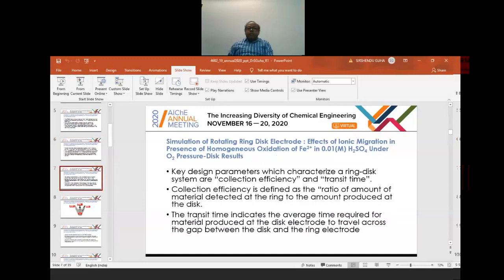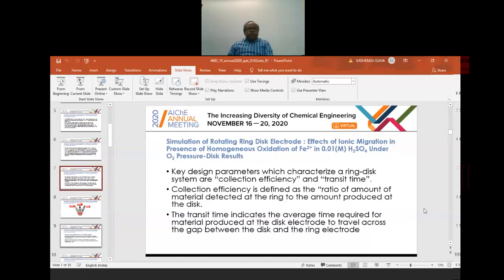Now, the key design parameters of any rotating ring disk electrode are its collection efficiency and the transit time. Collection efficiency is the amount of material which is detected at the ring to the amount of material produced at the disk, which I have explained. And the transit time is the average time required for material produced at the disk electrode to travel across the gap between the disk and the ring electrode. So it is the time for the ions to reach the ring electrode from the disk electrode.